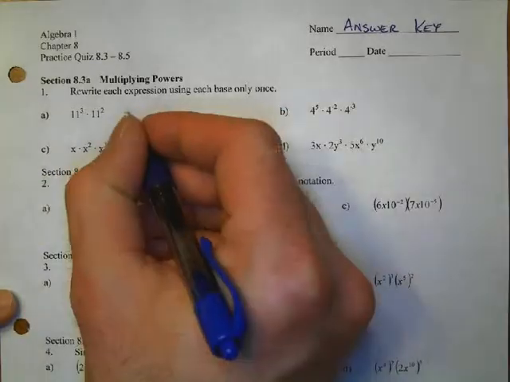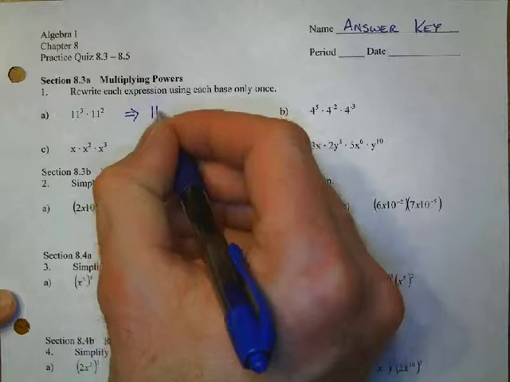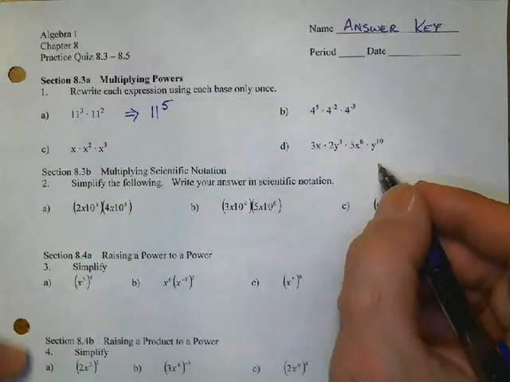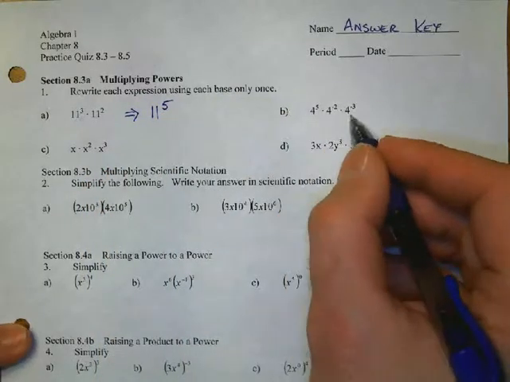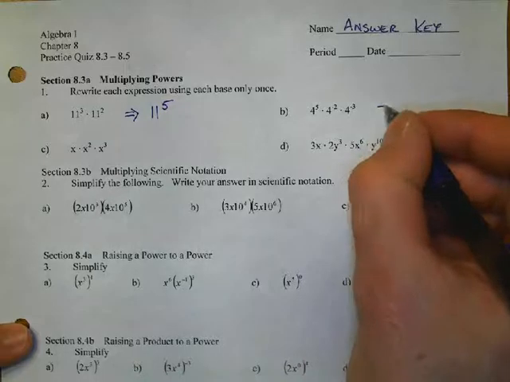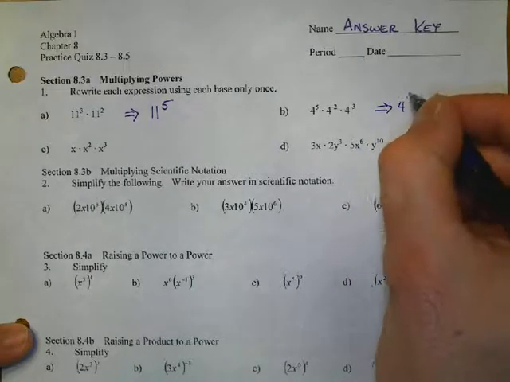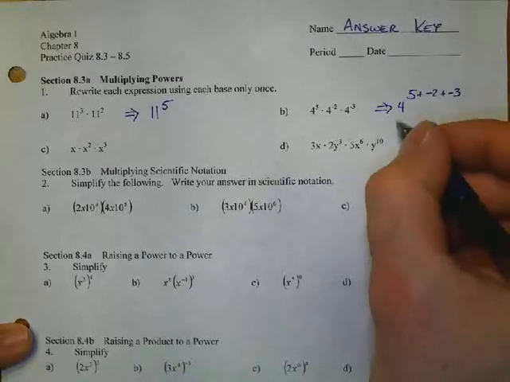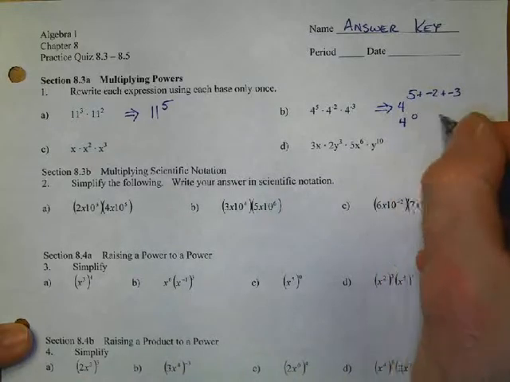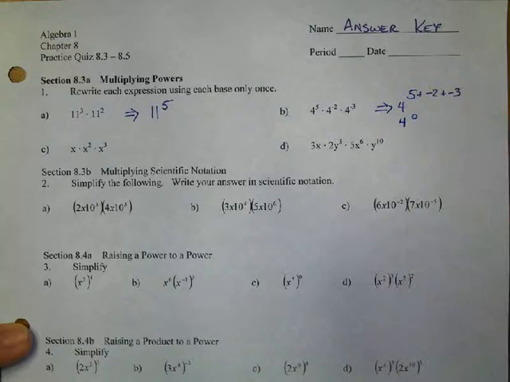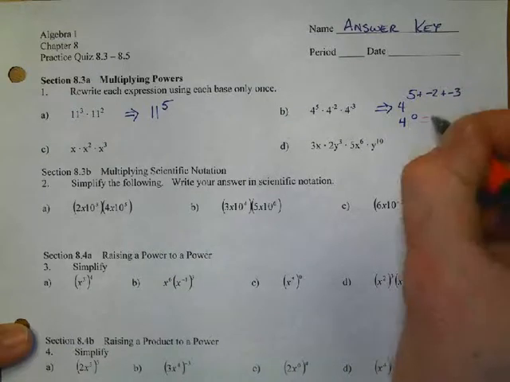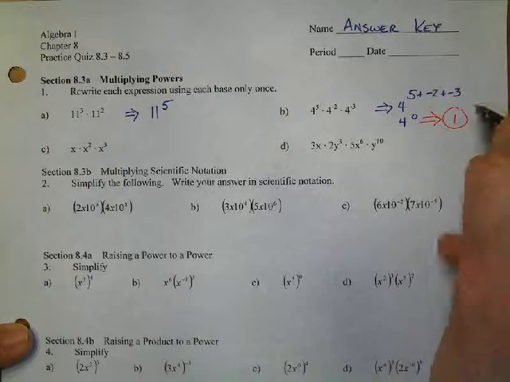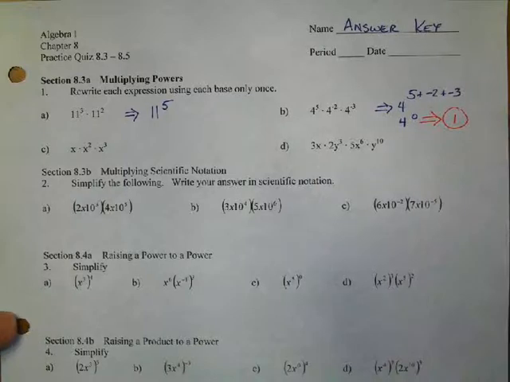The rule here says that you add the powers together. So that's 11 to the 5th. Our second one, we once again have the same base, so we're going to add our powers together. That's 5 plus -2 plus -3. Well, all those added together is 0, and as you know, anything to the 0 equals 1. So our answer is 1.